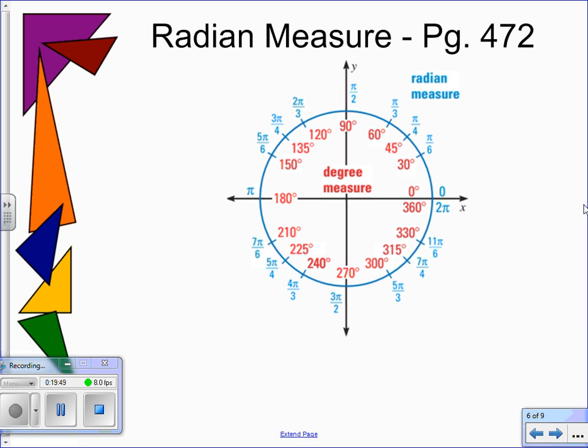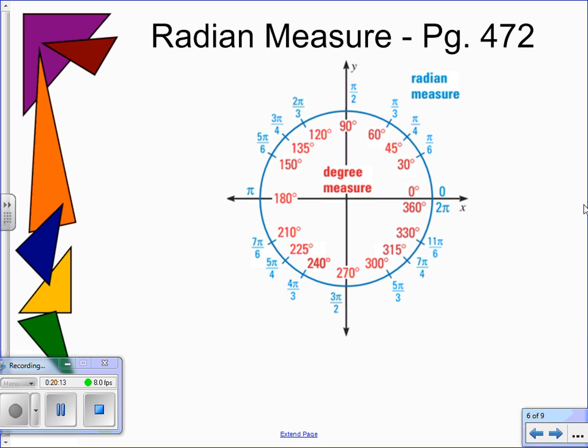So this chart or this picture on page 472 just shows you what those common angles are equal to in radians and degrees. So like a 30-degree angle is always pi over 6 radians. A 45-degree angle is always pi over 4 radians. And a 60-degree angle is always pi over 3.